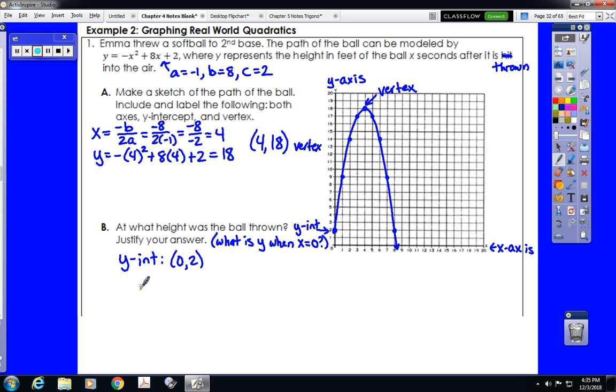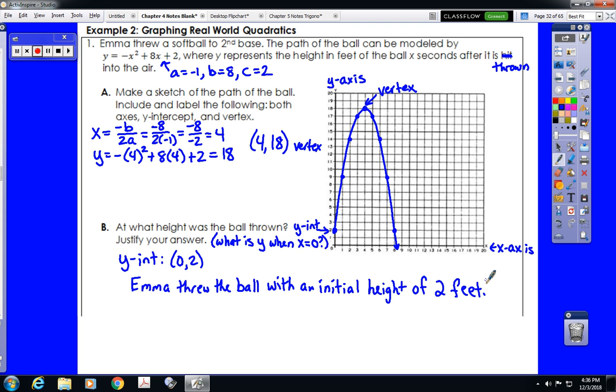So we would answer with Emma threw the ball with an initial height of 2 feet. And that would justify our answer because we said the words initial height, which is how we know that's where the ball was thrown. That's our precise language we're searching for on this type of problem. Now I may need to flip back and forth because this problem continues on the next slide.